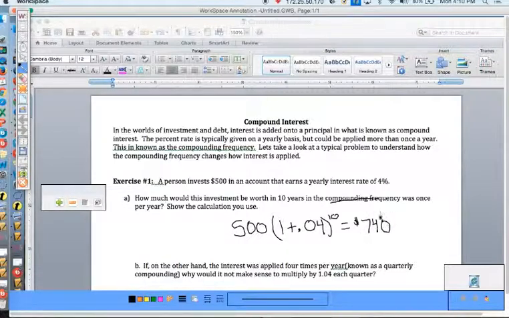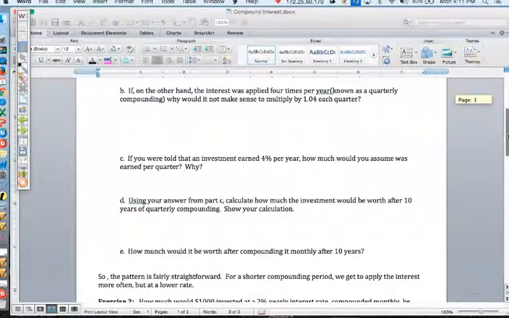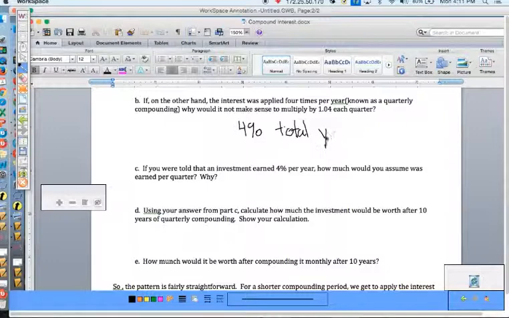Now, this next one here, let's see what it says. If we take a look at letter B, it says, how does this change if your interest being checked is quarterly? Why wouldn't you multiply it by 1.4% each quarter? Well, 4% is for the total year. So if it's checking each quarter, as this next question says, how much would you assume to earn each quarter? Well, 4% divided by 4, you'd assume it's 1%. Well, how does this change?